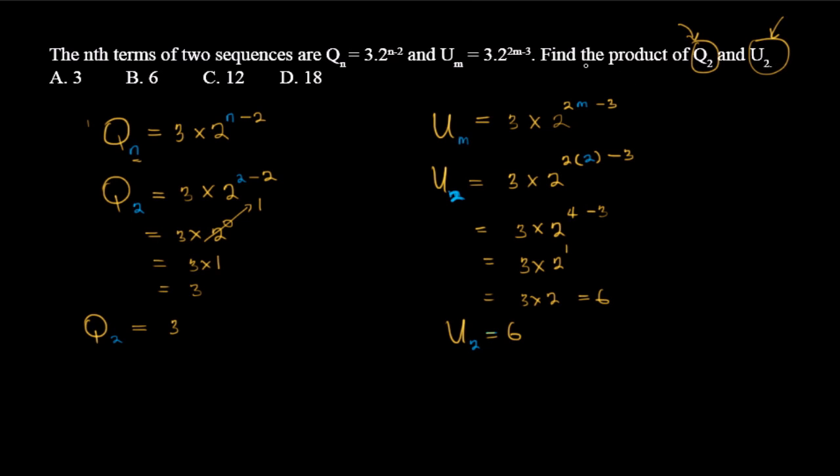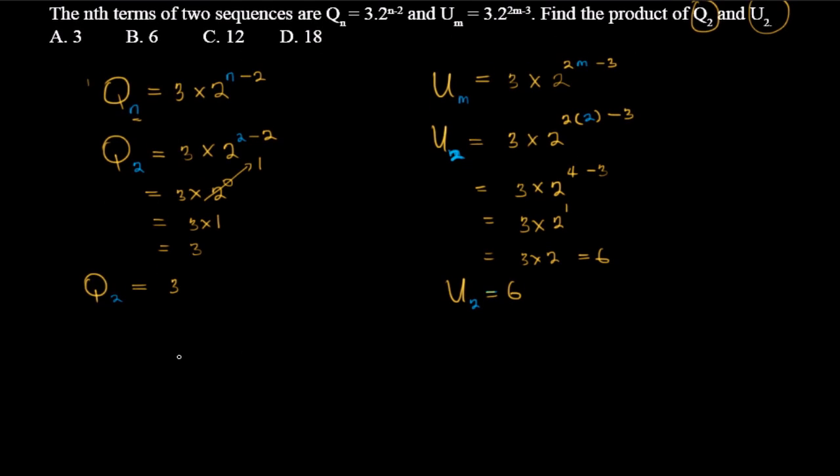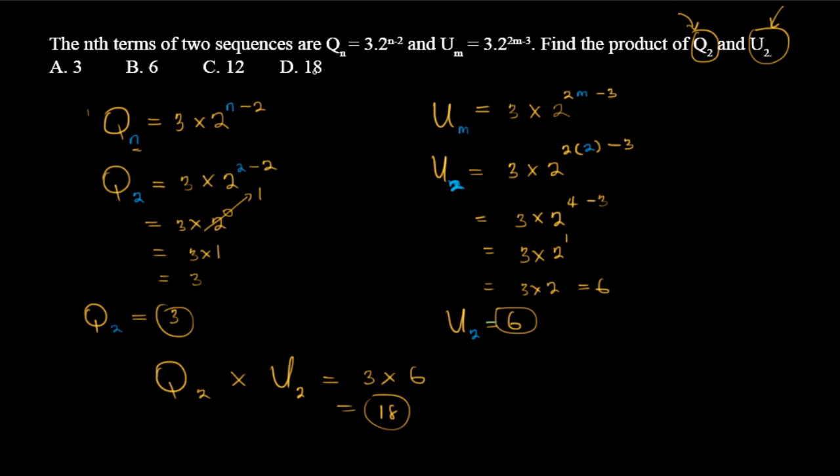But the question says find the product of q2 and u2. So that is q2 times u2. Now q2 is 3 and u2 is 6, so 3 times 6 is 18. So let's check our options. Here it is, D is the solution.